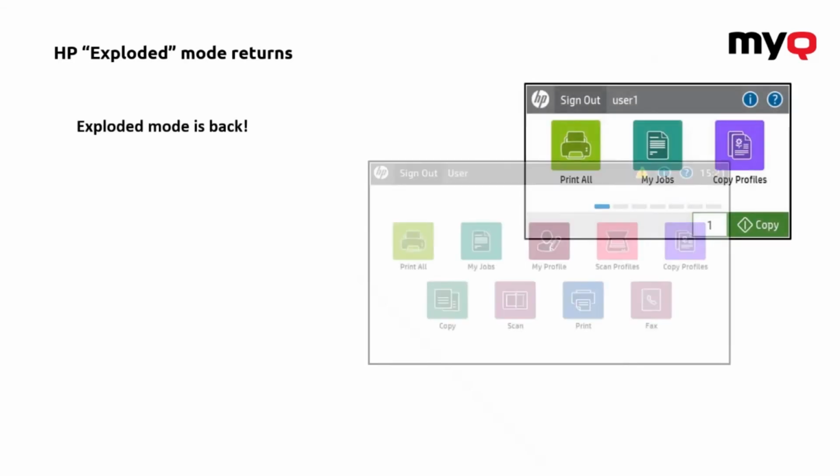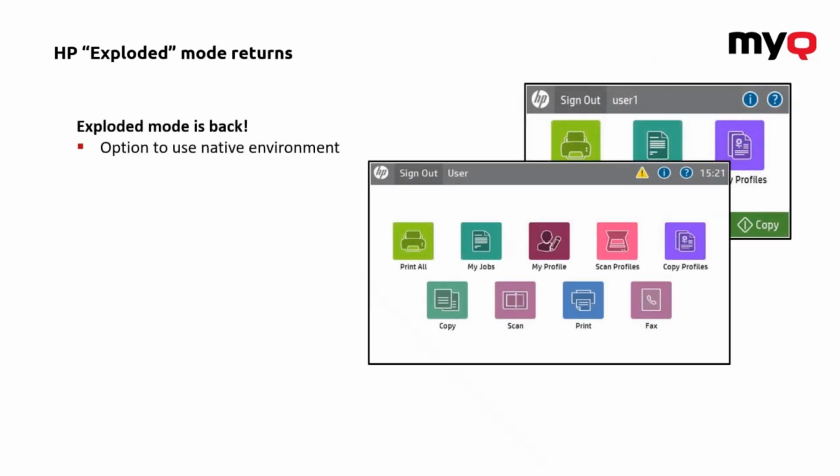The exploded mode is a feature that allows you to use a native environment of the machine, so all the models you are using in your fleet will share the same screen, even if they would not be able to use the full MyQ screen. So it's using the native environment of HP, and that way the HP icons. This one was not available in version 8.0, and based on many requests from the field, we have decided to add it back as part of version 8.1.